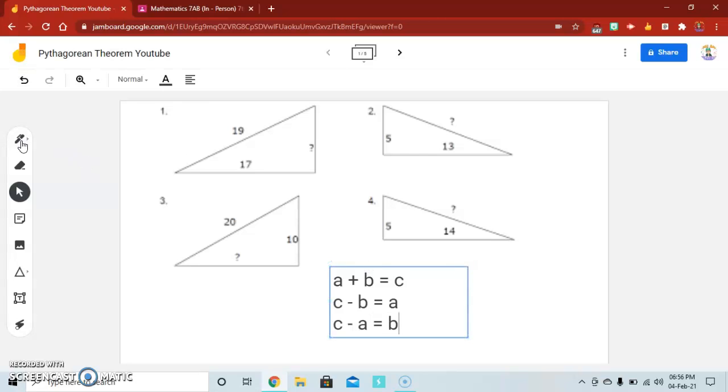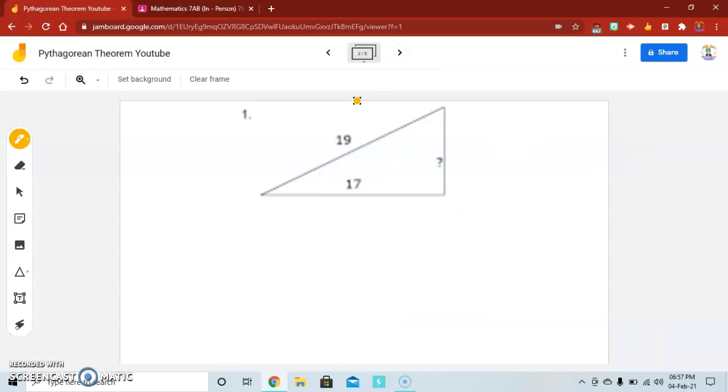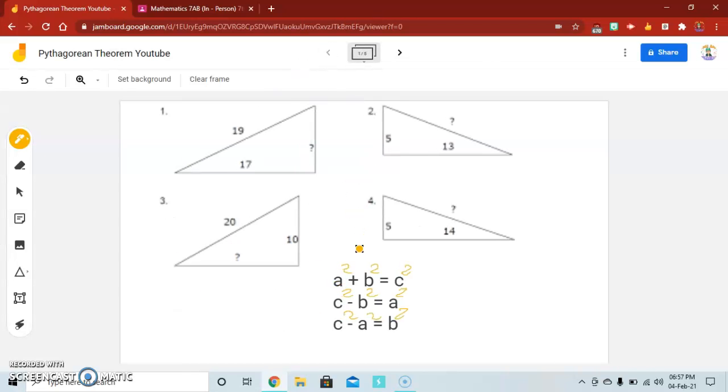So the squared is actually the number 2. I cannot make the superscript in this one, so these number 2's are what is meant for squared. Now we're going to solve all the problems that we need. So we're going to start with number 1, and we're going to use all these formulas as necessary.